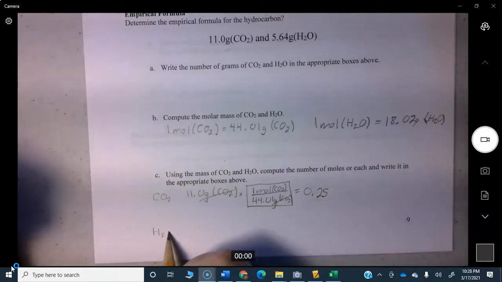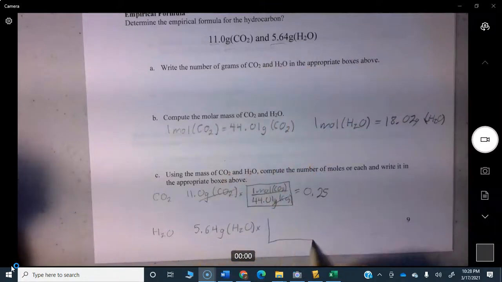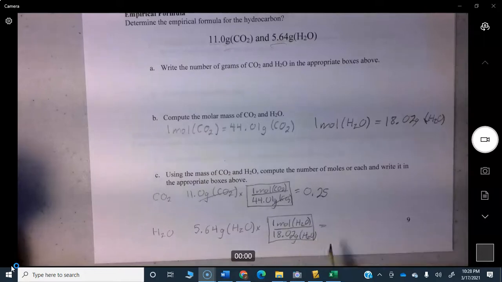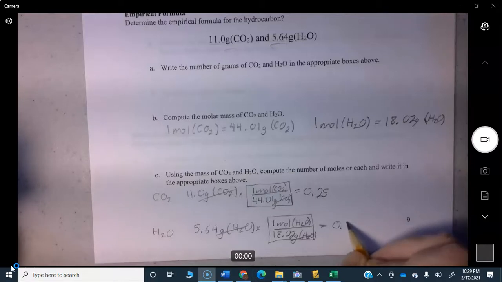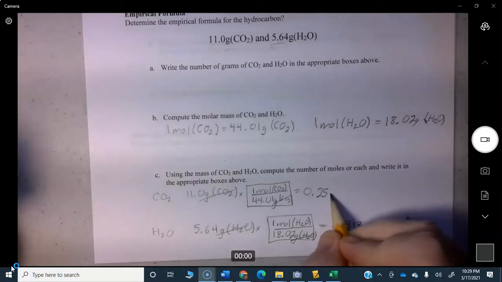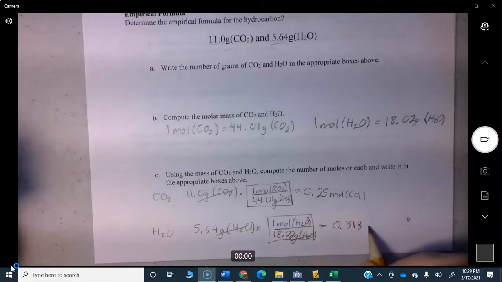Now for water, we do the same thing. We have 5.64 grams. Grams of H2O cancels with grams of H2O. So it's 5.64 times 1 divided by 18.02, and that's going to give us 0.313. And again, these are units of substance: moles of CO2, and this is how many moles of H2O.